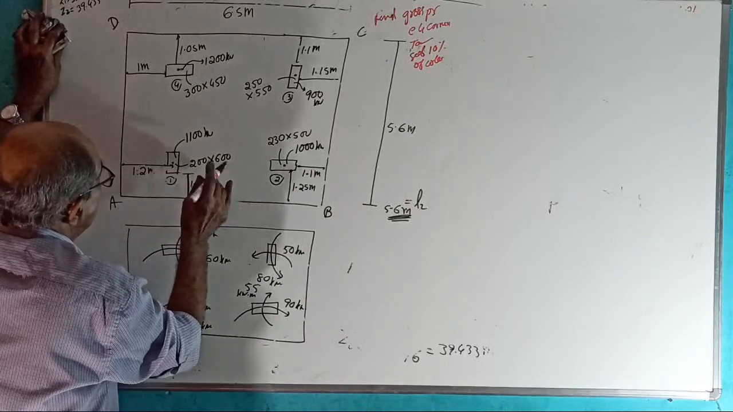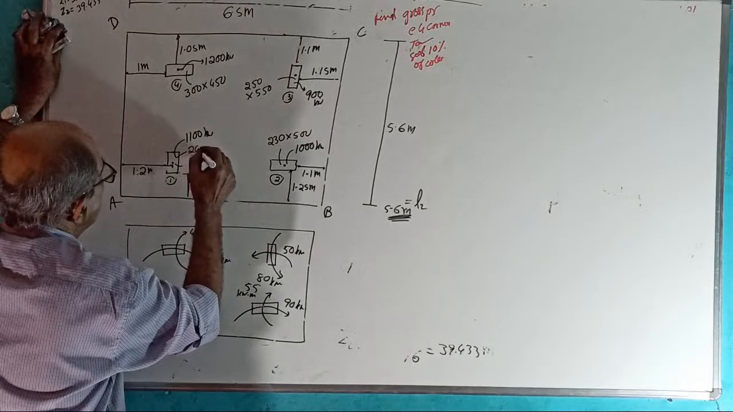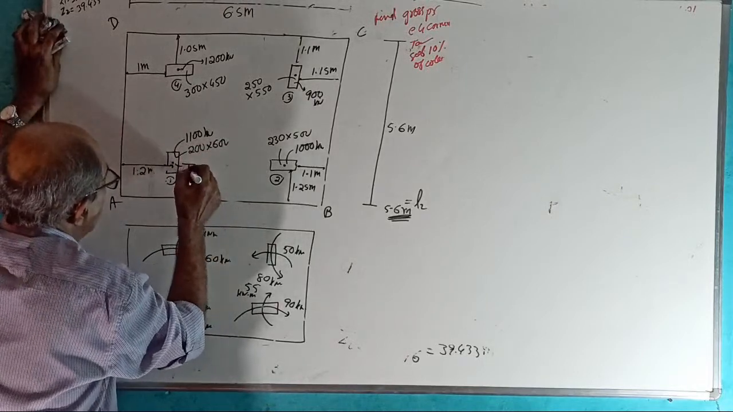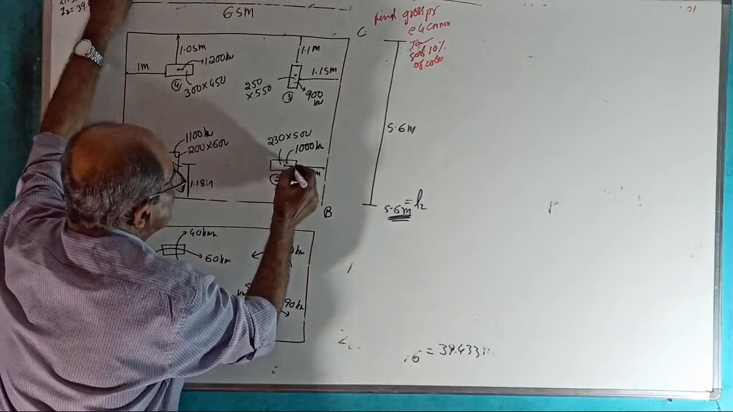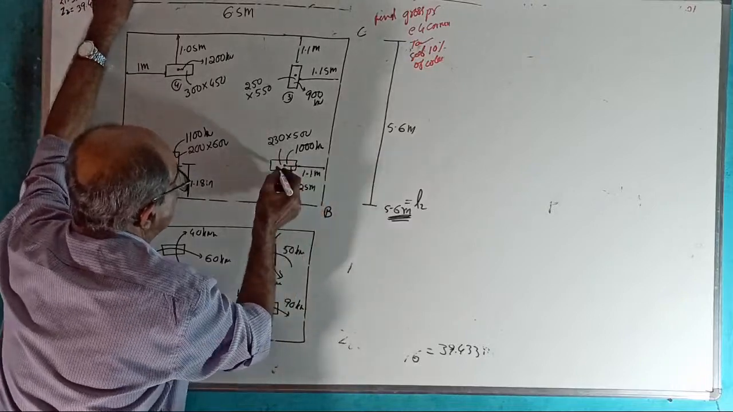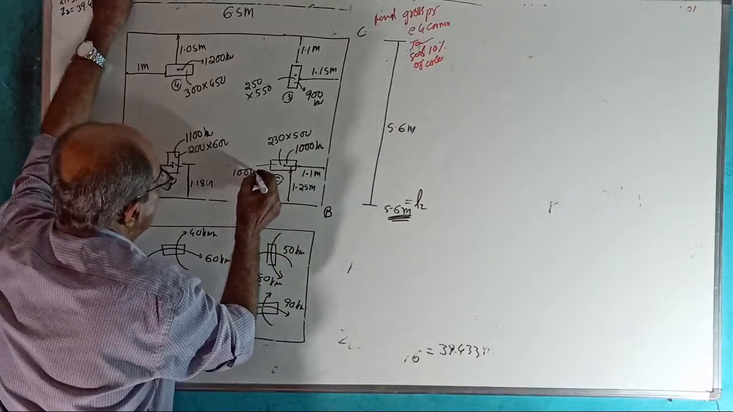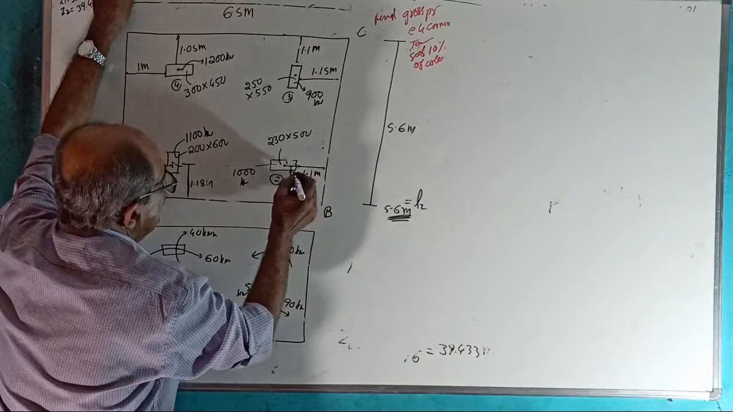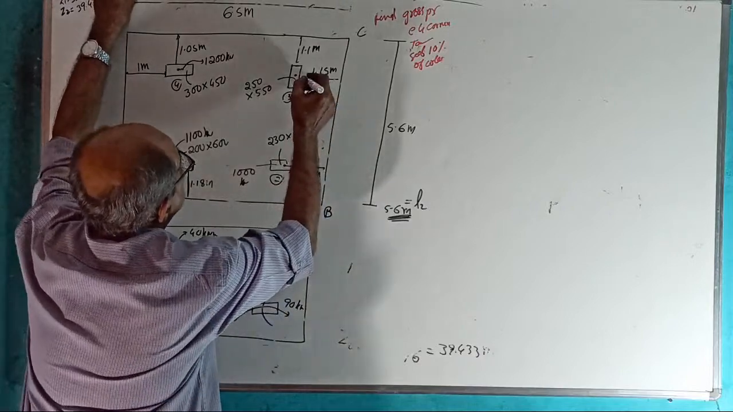200 by 600. You write one more sketch where you mark distances from the center of the column. This is 1000 kilonewton. So I want distances from the center of the column.